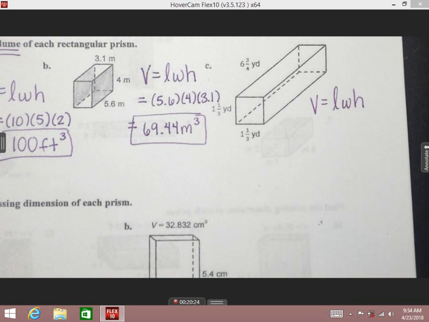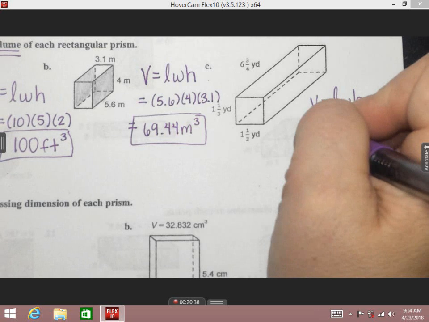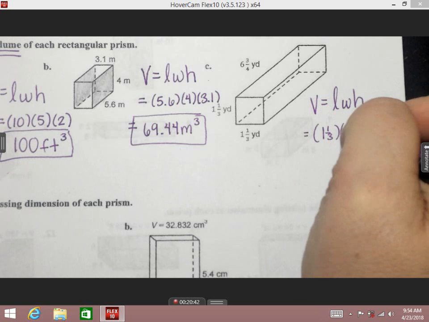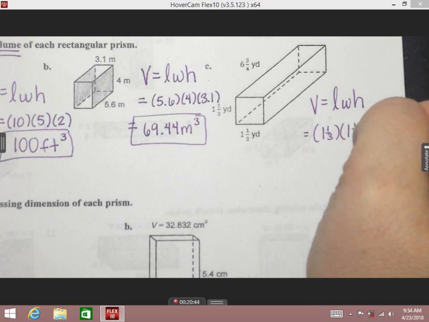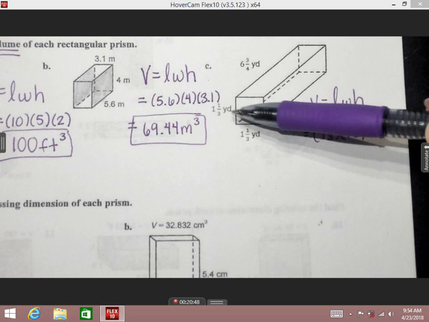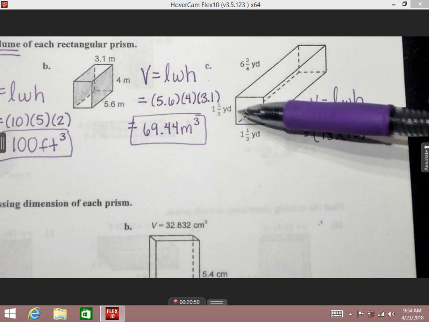V equals length times width times height. Alright. Length times width. What's a good length and width for this shape? It's kind of easy to see where they're connected. Nick? Yeah, 1 1/3 and 1 1/3. That's the one most people have picked because we can see 1 1/3 and 1 1/3. Those go together, don't they? That looks like a good length and width to me.